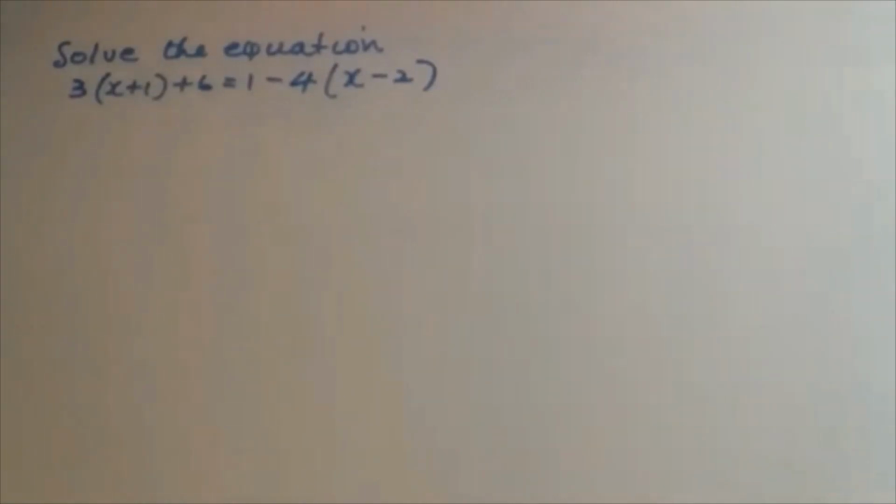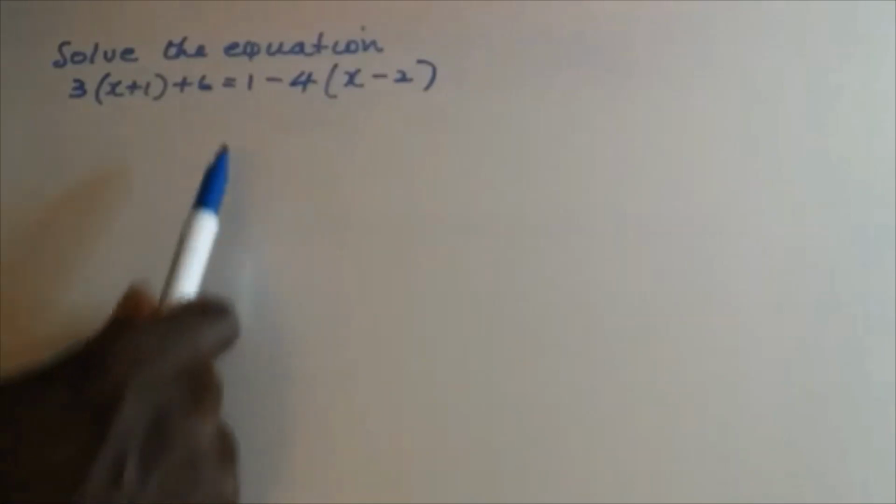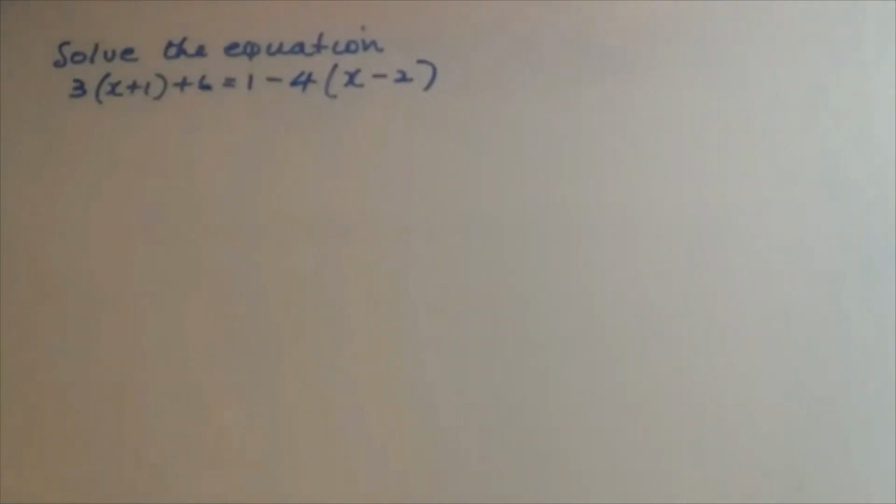We need to solve this equation, and the reason I've chosen this is because I have students who have problems, particularly with the right hand side here. 1 minus 4 into x minus 2. They attempt to do a subtraction first.